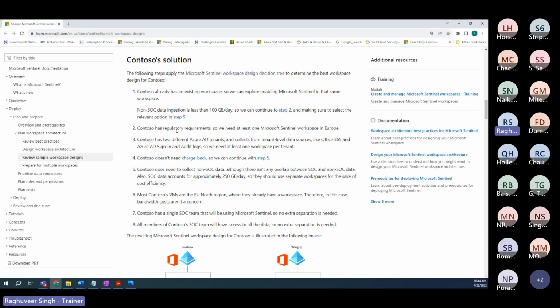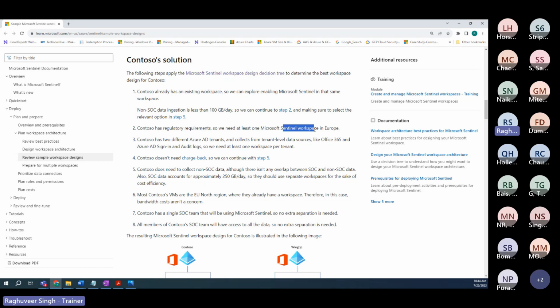Then it says Contoso has regulatory requirements, so we need at least one Microsoft Sentinel workspace in Europe. Since they have a regulatory requirement in Europe, they already have one Sentinel workspace in Europe because they are going to use the existing workspace, and that workspace is already in Europe. So they are protected by the regulatory requirement as well.